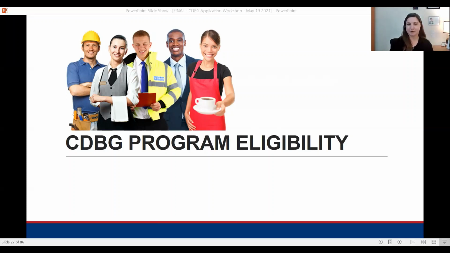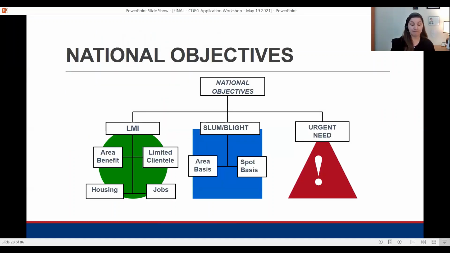All right, so now we're going to move into the CDBG program eligibility and talk a little bit about national objectives. First, we're going to discuss the 3 national objectives that are allowed under federal regulations. These provide direct benefit to low and moderate income individuals or households, aid in the prevention or elimination of slums and blight, or eliminate serious and immediate threat to public health and safety. So again, there are 3 different objectives: the low and moderate income individuals, LMI, slum and blight, or urgent need.